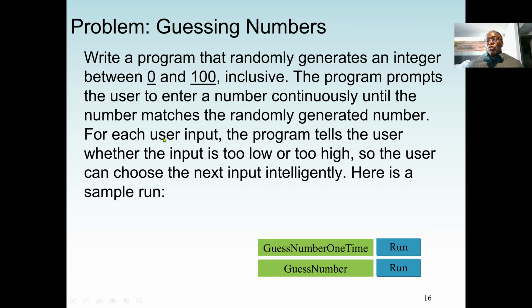So now for each user input, the program tells the user whether the input is too low or too high, so that the user can choose the next number. For example, if the actual answer is 20 and I enter 30, then we say the answer you entered is too high. If I enter 10, it is too low, so that the user will know the range until they get the answer correct. So let's see how this program looks. Again, here we are going to use a loop.